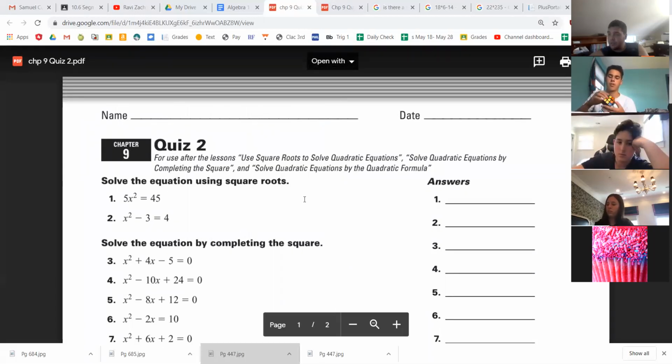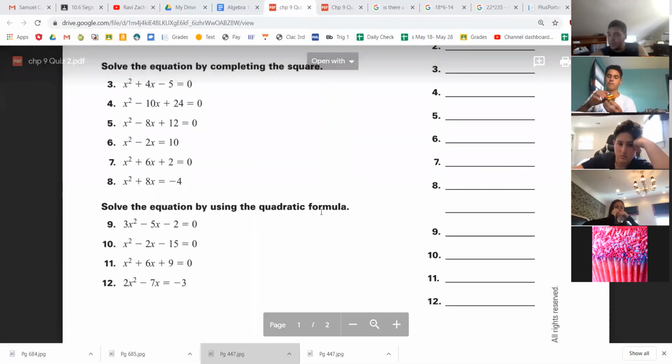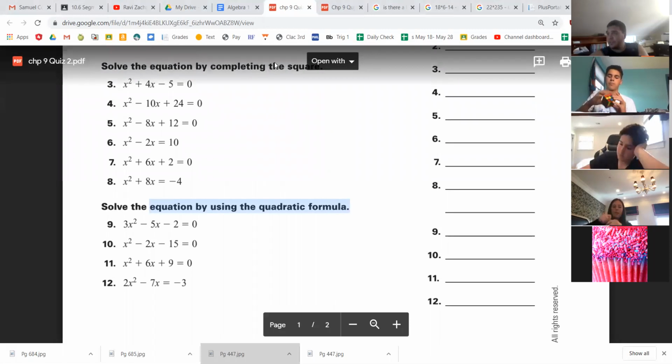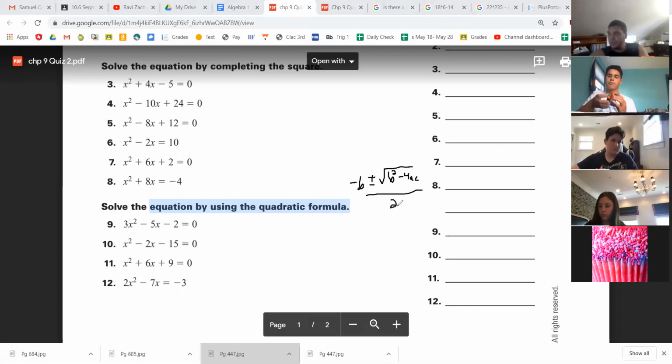All right, what is this? This one is the quadratic formula. I keep saying quadratic equations, but it's the quadratic formula. Again, you will be given this on the test. It is negative b plus or minus the square root of b squared minus 4ac, over 2a. That is the formula. You will be given that on the test.